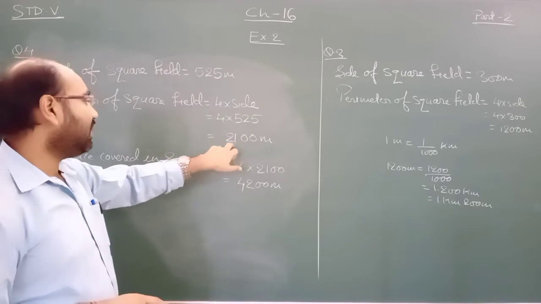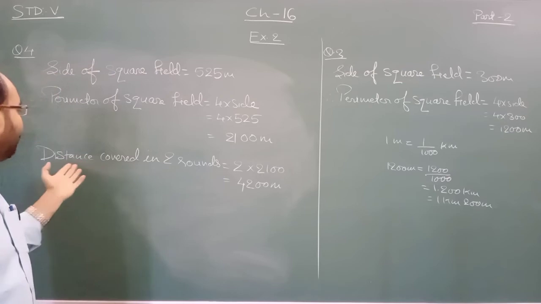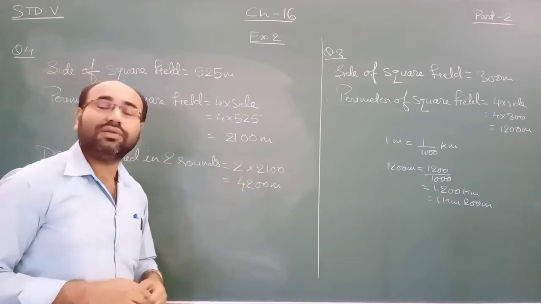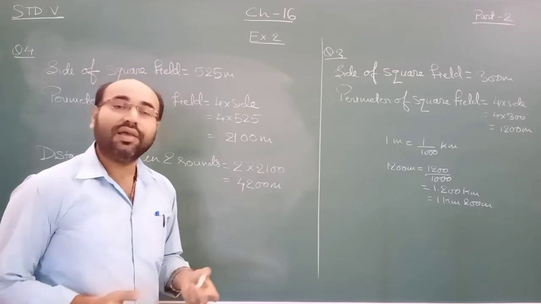How much is it in one time? 2100 meter. So for 2 times what do we have to do? We have to just multiply 2100 into 2. So the answer will come 4200 meter.